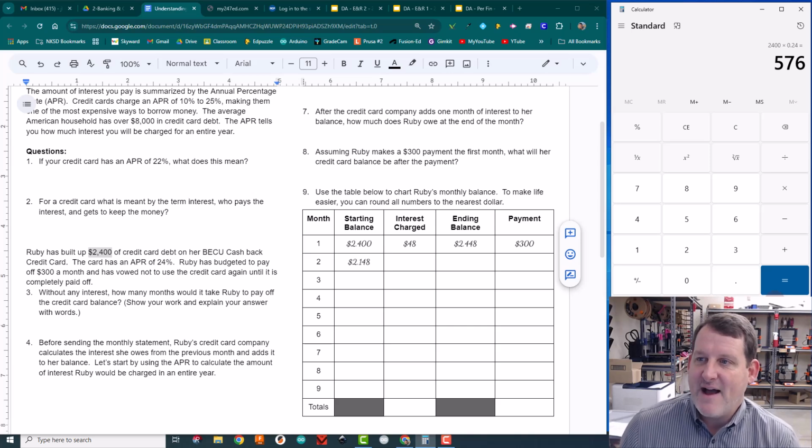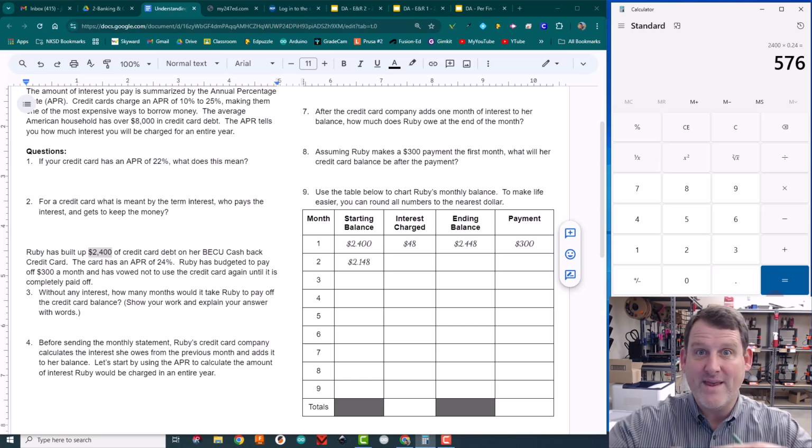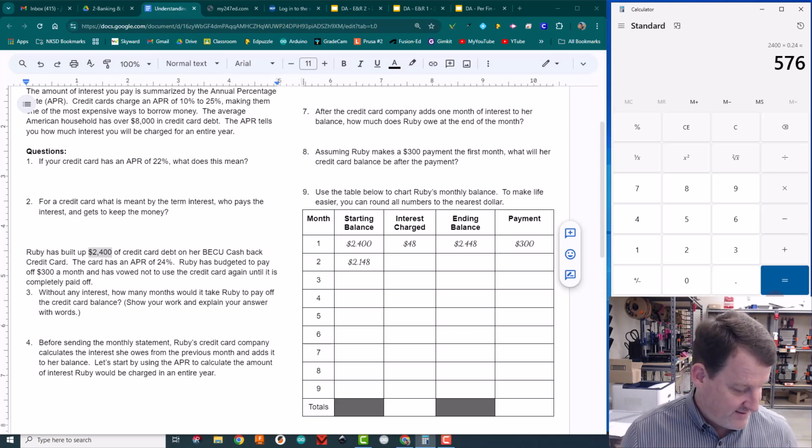We hit equals, and that equals $576. So $576 in interest for the entire year, because we used APR to calculate that.